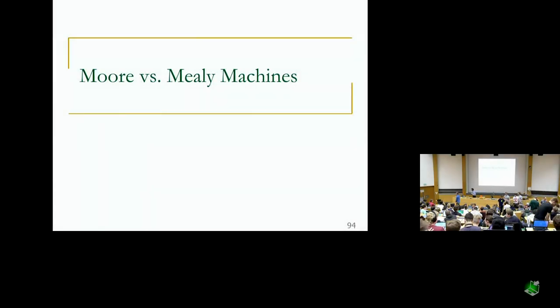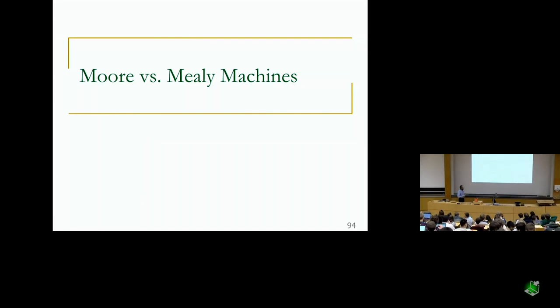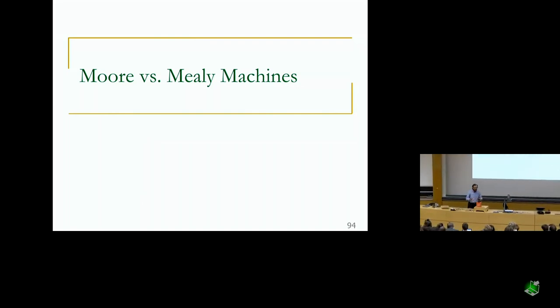Okay, so hopefully you now know what a finite state machine is, what sequential logic is. Now everything we built is very logical, right? There's no magic in any of this. Now we're going to talk about Moore versus Mealy machines. Now the distinction is really a purist distinction.